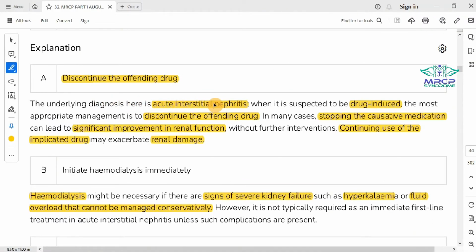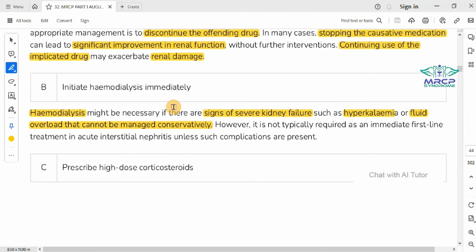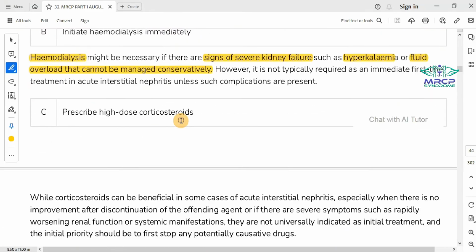Underlying diagnosis here is acute interstitial nephritis. When it is suspected to be drug induced, the most appropriate management is to discontinue the offending drugs. In many cases, stopping the causative medication can lead to significant improvement in the renal function without further intervention. Continuing use of the implicated drug may exacerbate the renal damage. Hemodialysis might be necessary if there are signs of severe kidney failure, such as hyperkalemia or fluid overload that cannot be managed conservatively.